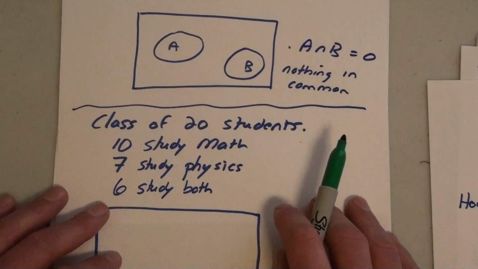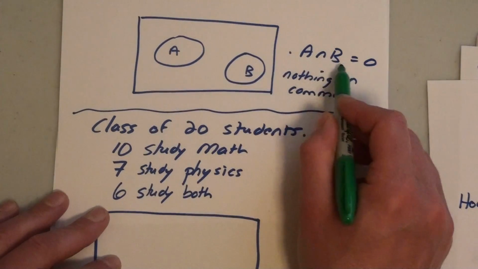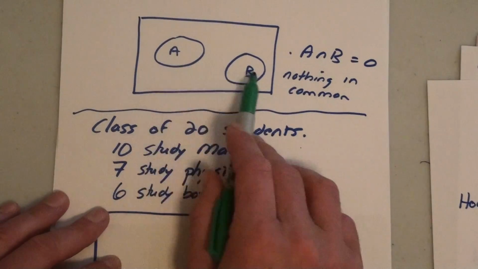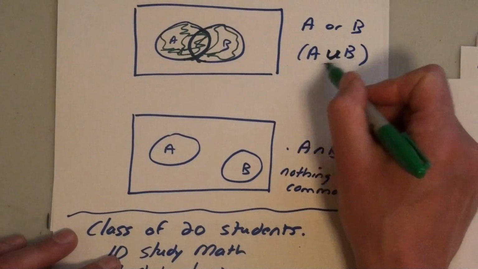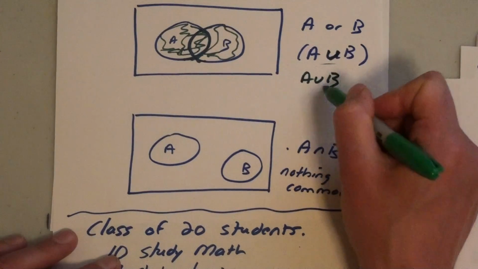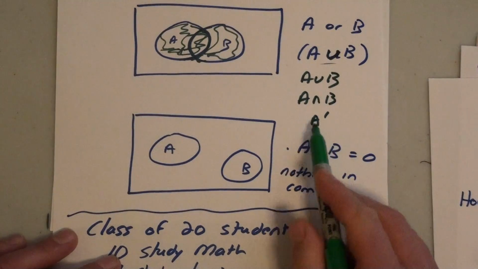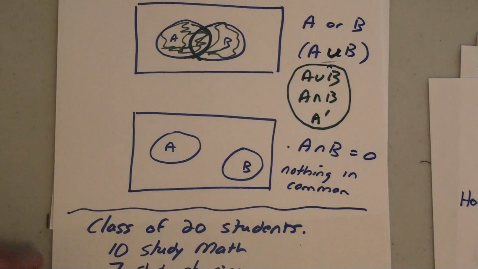And then, if there's nothing in common, so A and B equals 0, there's no overlap, it would look something like that with the two circles separated. So you have three symbols: A or B, AUB; A and B; and A not, A prime. These are three symbols that we'll be working with.